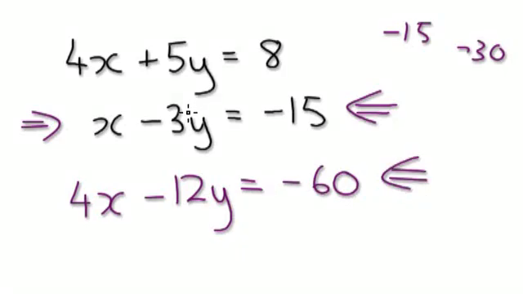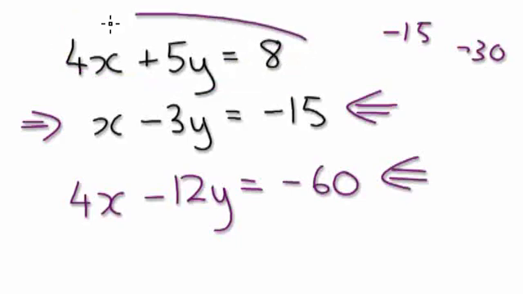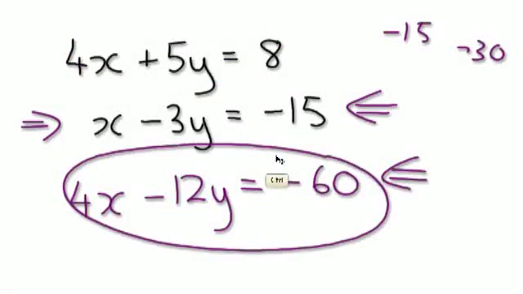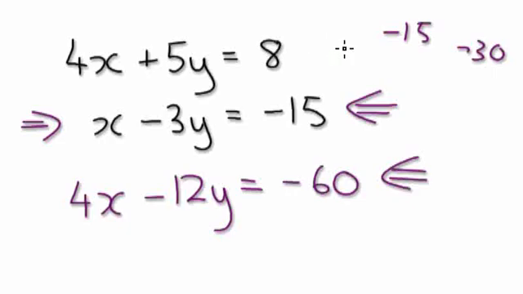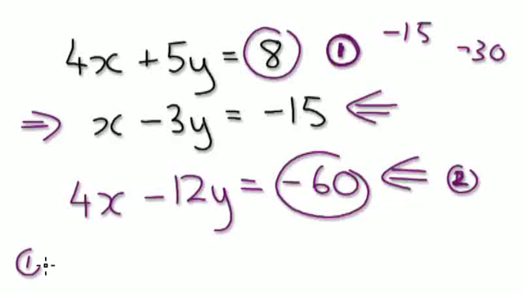Okay, so now you could get this, take away this, or you could get this, take away this. I'm going to get this, take away this, because I know that if I get 8, take away negative 60, it will give me a positive answer. But it's not that important. Just get one, take away the other. I'm going to call this equation 1, equation 2 here. So let's just get equation 1, take away equation 2.